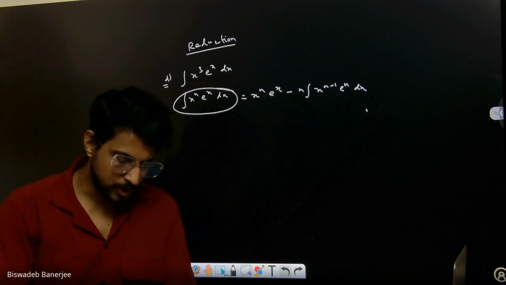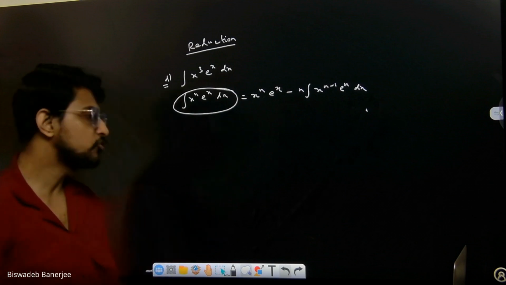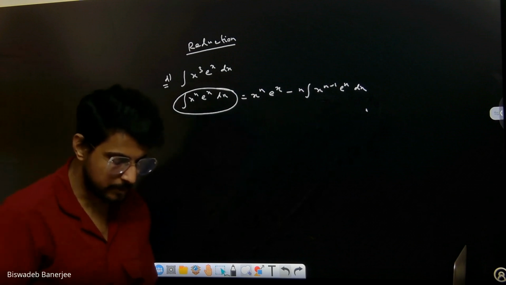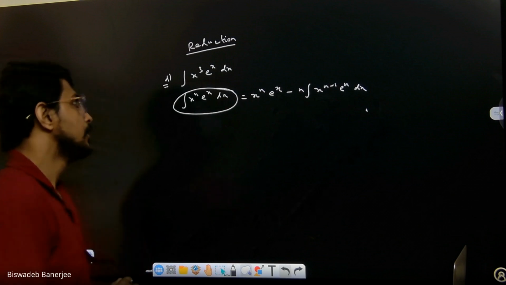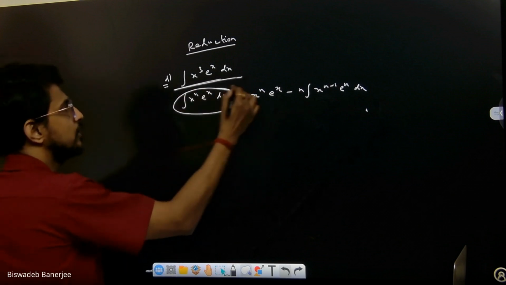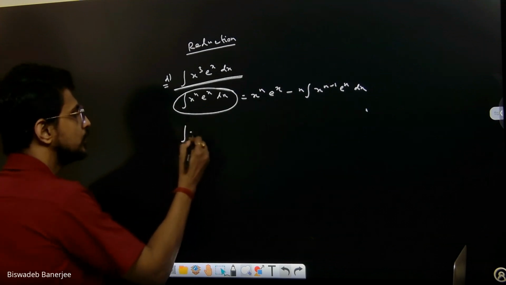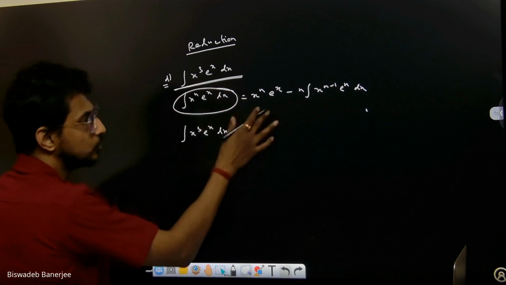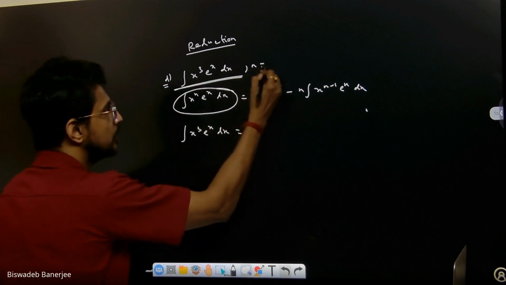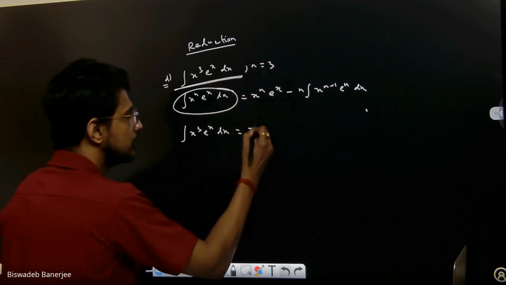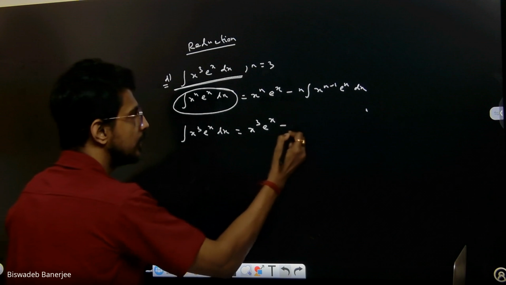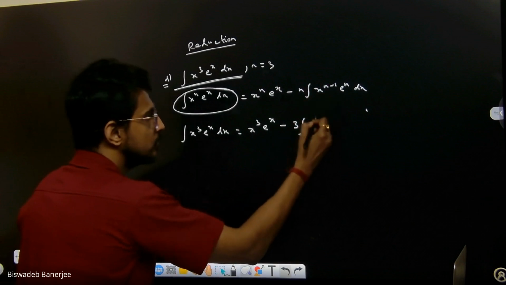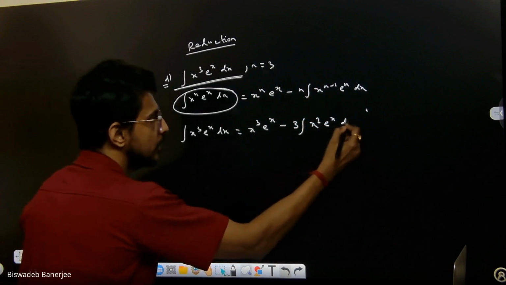But in this question, what are we required to find? The integral of x to the power n e to the power x is given as x to the power n e to the power x minus n times this. Here we have to find the integral of x cube e to the power x dx, so just put n equal to 3. This will be x cube into e to the power x minus 3, since 3 minus 1 is 2, times the integral of x squared e to the power x.